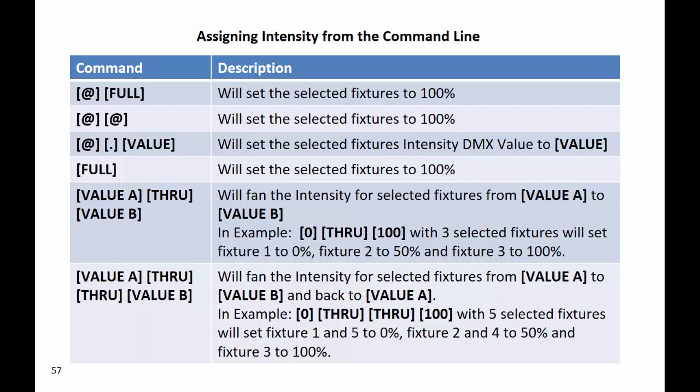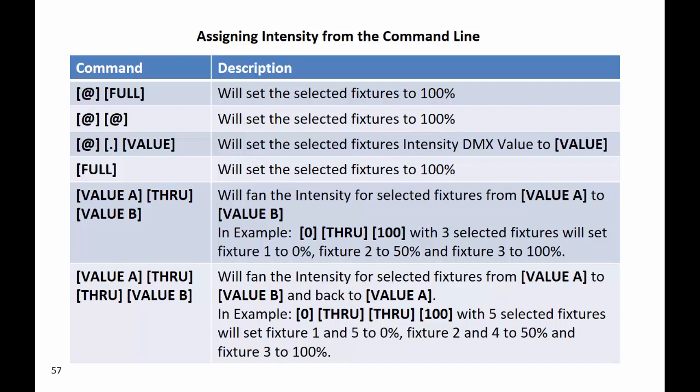At point value, we'll set the selected fixture's intensity to a DMX value. So this would be a number between 0 and 255. For example, typing at point 127 Enter would put the fixture at 50%. Full will also set the selected fixtures to 100%.